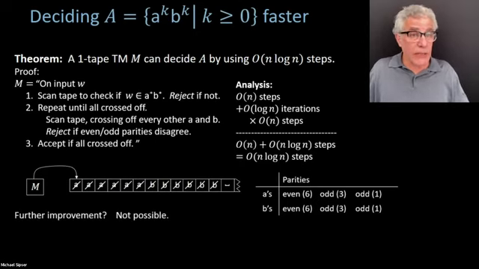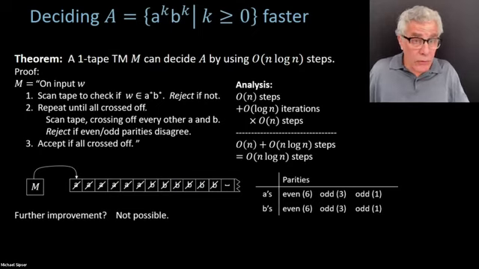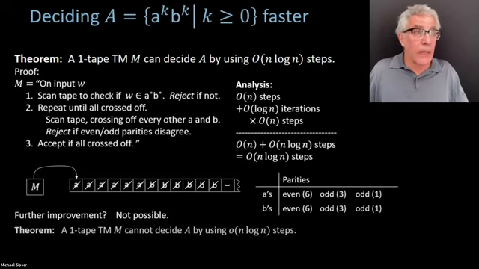Now, a question you might ask: could I do even better than that? Can I beat n log n by more than any constant factor? So can I do little o of n log n? And the answer is no. This is the best possible one-tape Turing machine for this language. So a one-tape Turing machine cannot decide A by using little o of n log n steps.